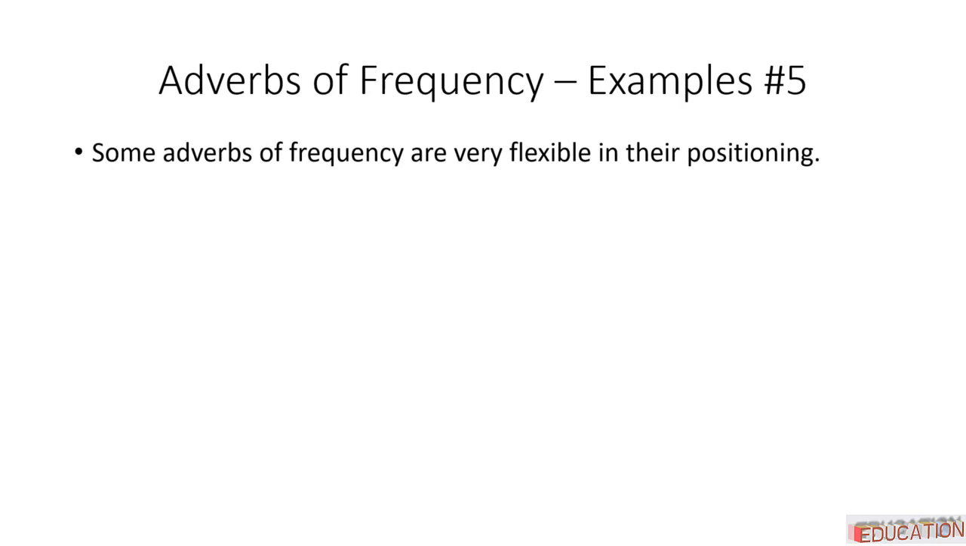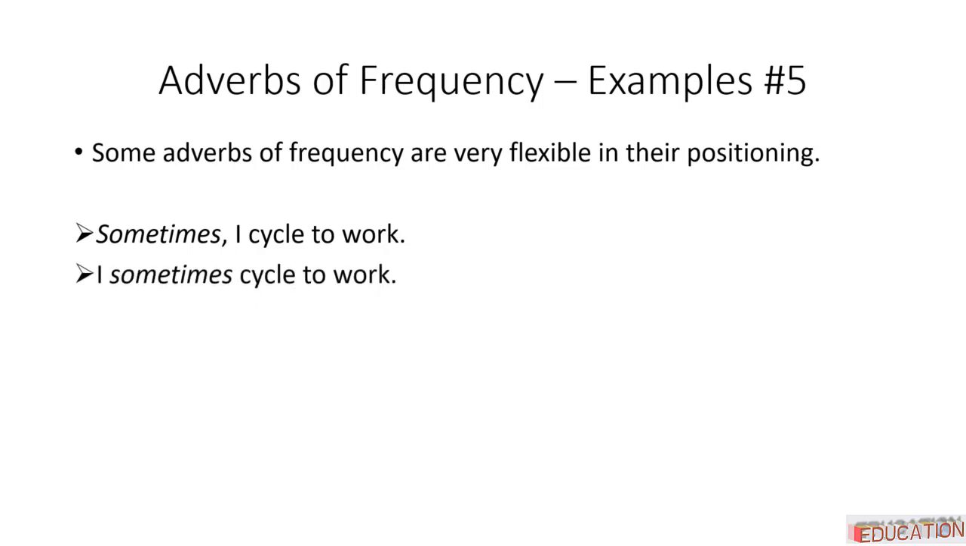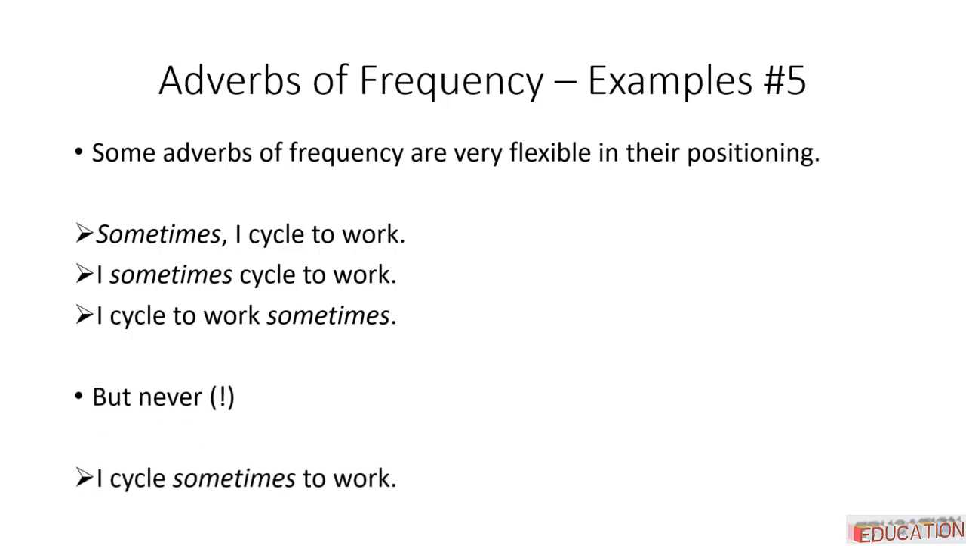And to make it more interesting, some adverbs of frequency are actually flexible in their positioning. Sometimes I cycle to work. I sometimes cycle to work. Or even I cycle to work sometimes. But they're not that flexible that you can say, I cycle sometimes to work. This isn't an option that we can use, so we put a big red line through it. 3 out of 4 is not bad.